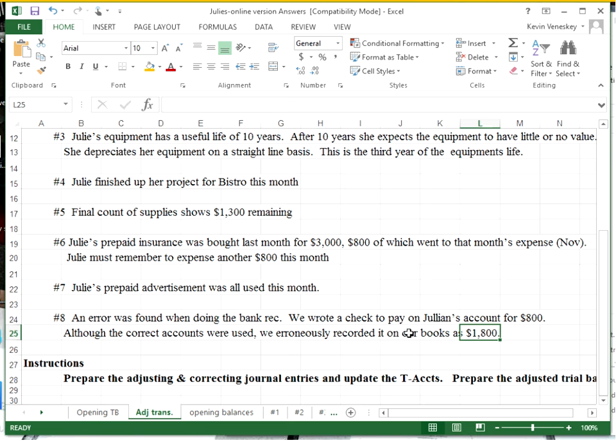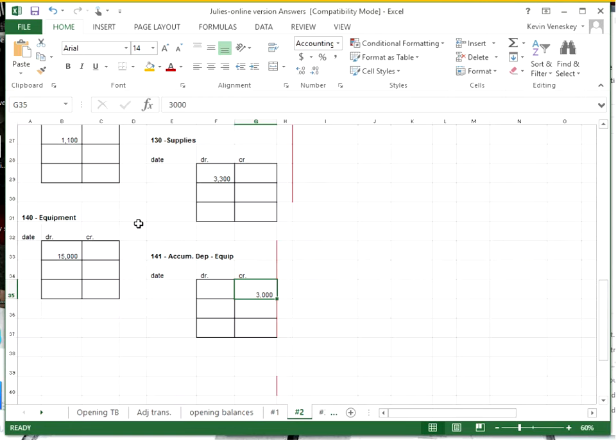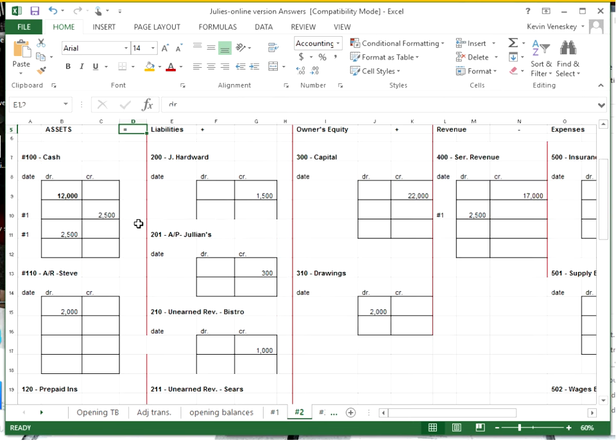Well, before we get too far into this one, let's first look back at our account for Julian. So we owe Julian money. That should be an account payable. And it shows here that we still owe Julian $300. Well, hopefully it becomes obvious here in a few minutes that we owe Julian more than that originally, because this $300 included the mistake.